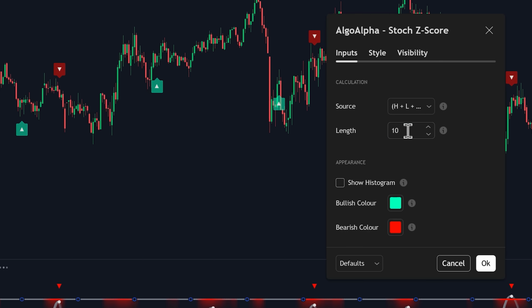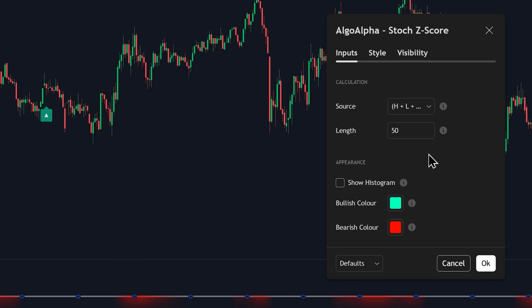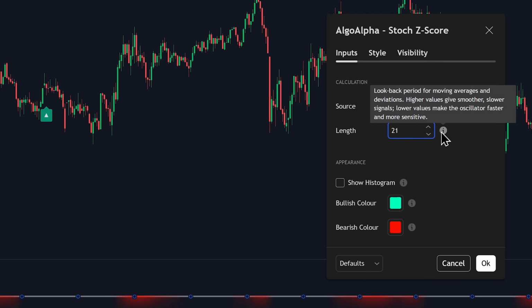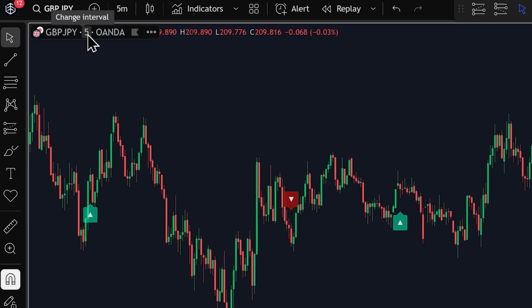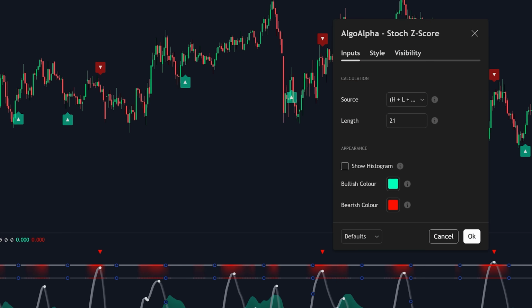If it's too long, the baseline becomes slow and you may react late on a fast time frame like 5 minutes. AlgoAlpha specifically notes that you should adjust the length to match the asset's volatility, and GBPJPY is definitely one of those pairs where you want a length that's stable but not sleepy. You'll also see settings or toggles related to the Z-score histogram and visual features.